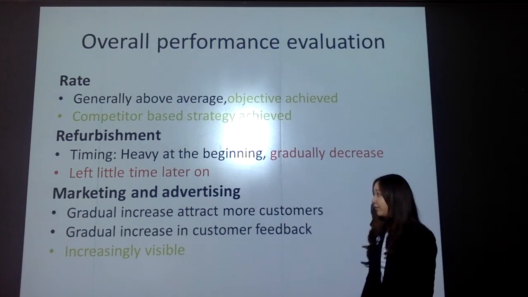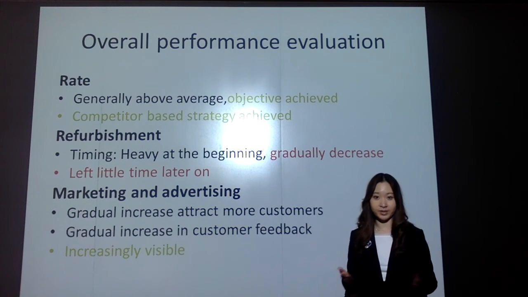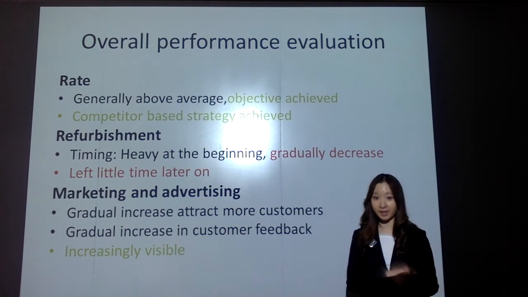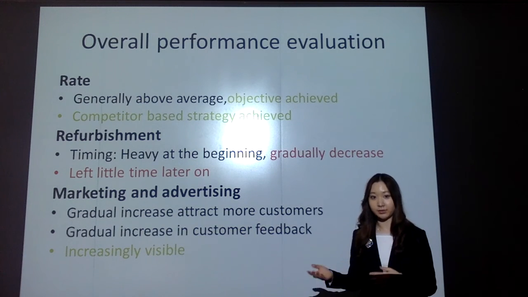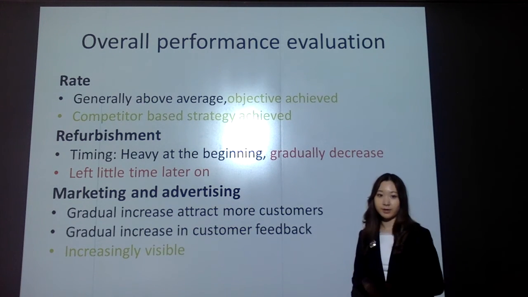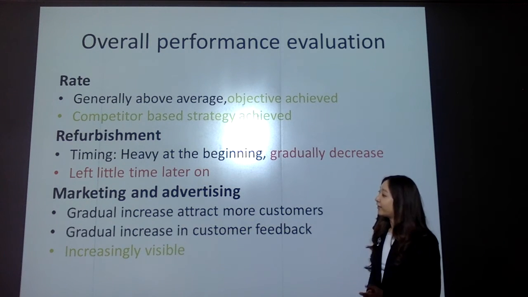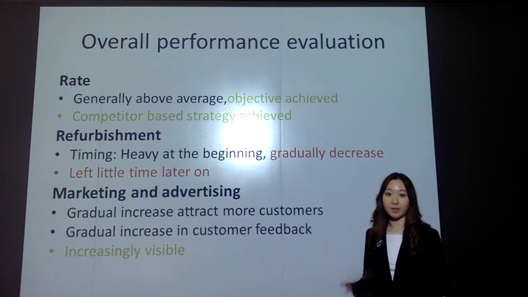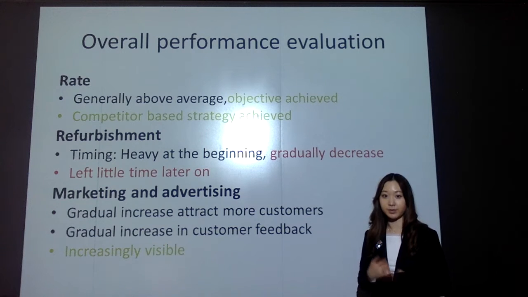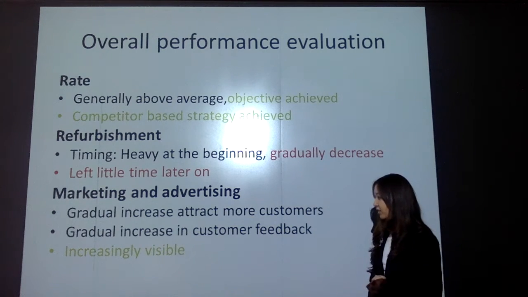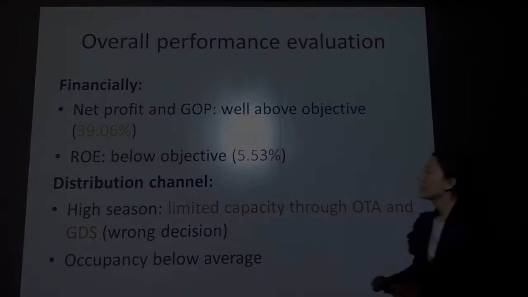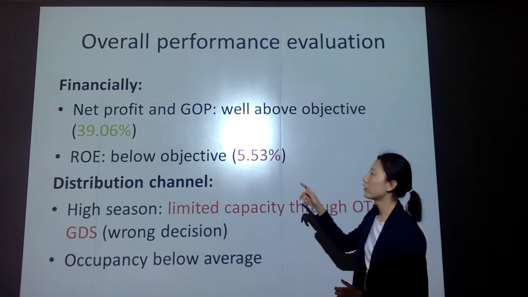In conclusion, for our refurbishment, we realized that our timing was a little off. So we realized we made a mistake of refurbishing as much as we could in the beginning of the year rather than a gradual increase. Therefore, our quality of hotel decreased over time. Regarding our marketing and advertising, we had a gradual increase on how much we spent on our advertising because we realized we wanted to be more and more visible to our customers, and hence the positive feedback later in the year.